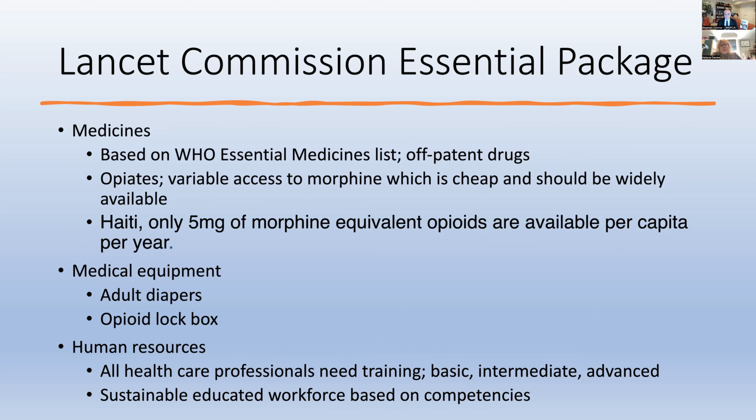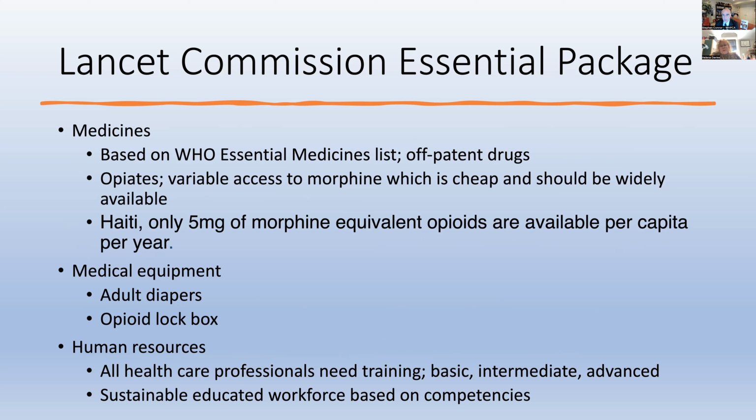And a lot of this is to do with fear of opioids and of misuse and crime associated with them, so-called opiophobia. And this is a very important area to focus on. And as an absolute minimum, all essential packages should include access to immediate release morphine. And that's something which you really should be advocating hard for with your policymakers. Medical equipment: if you can't get everything right to start off with, then maybe just start off with adult diapers and an opioid lockbox, but the list is much longer than this. But in terms of human resources, all healthcare professionals need training in the essential package and in palliative care, either basic, intermediate or advanced.